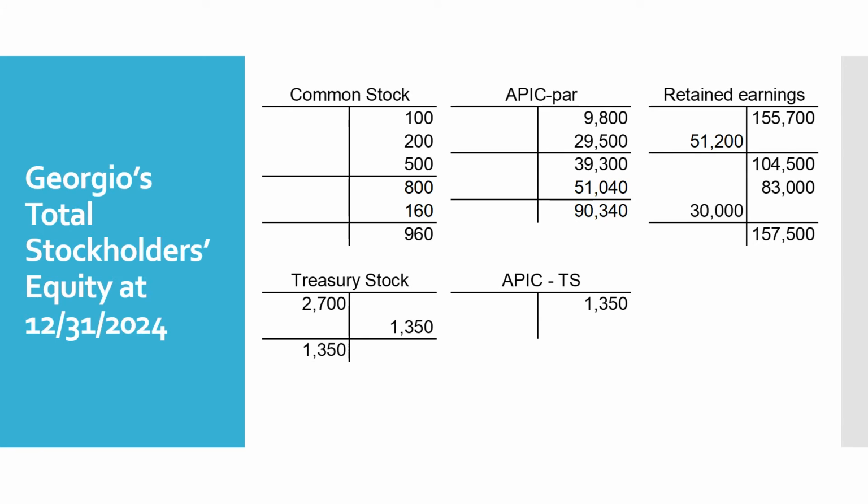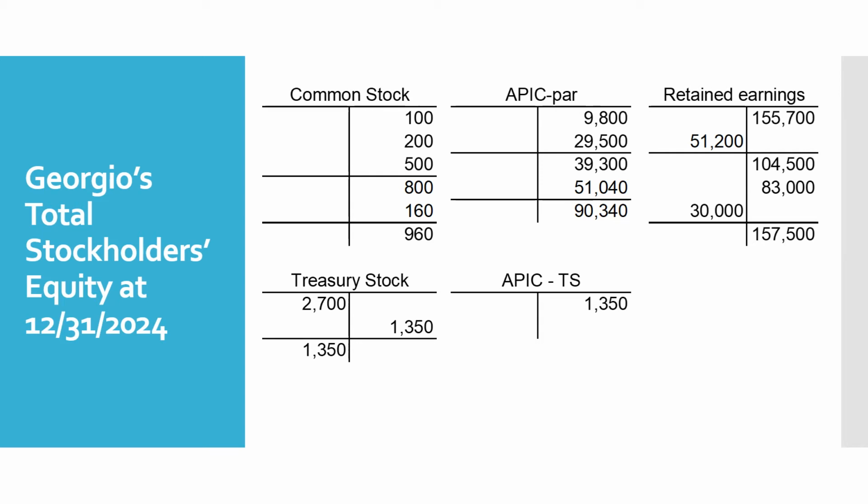If we take a look at all of our equity accounts in our ledger, we have a common stock account with a $960 balance. We have an additional paid-in capital in excess of par account for that common stock that has a balance of $90,340. The retained earnings balance we were just looking at has a balance of $157,500. We have a remaining debit balance in our treasury stock account of $1,350. And the balance in our additional paid-in capital in excess of cost for our treasury stock account is a credit balance. So let's look at just those last two accounts for a minute.